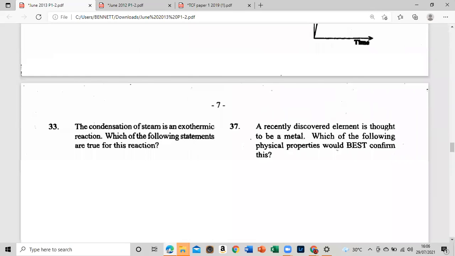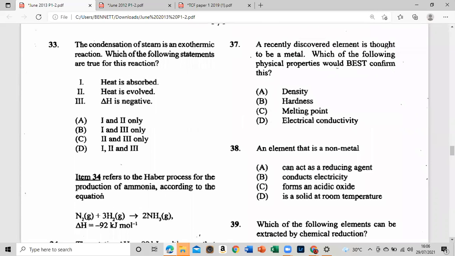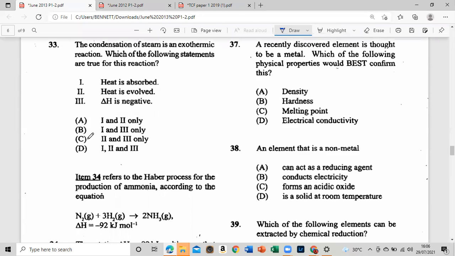33. The condensation of steam is an exothermic reaction. Which of the following statements are true of this reaction? 1. Heat is absorbed. 2. Heat is evolved. 3. ΔH is negative. You know what that is in a paper? 33 is C, 2 and 3 only.